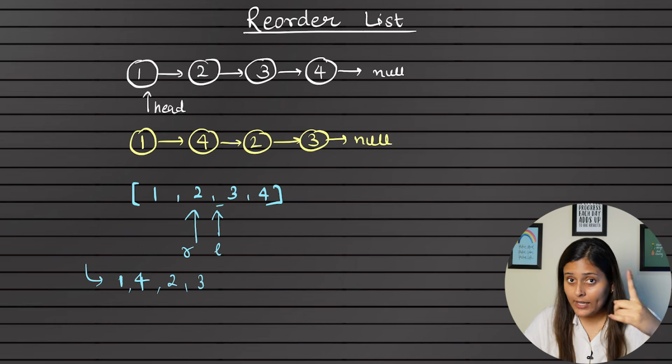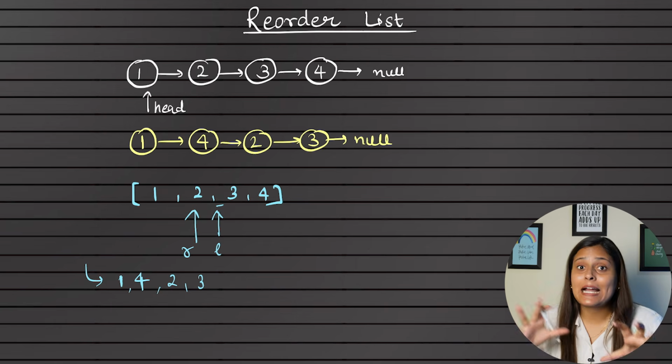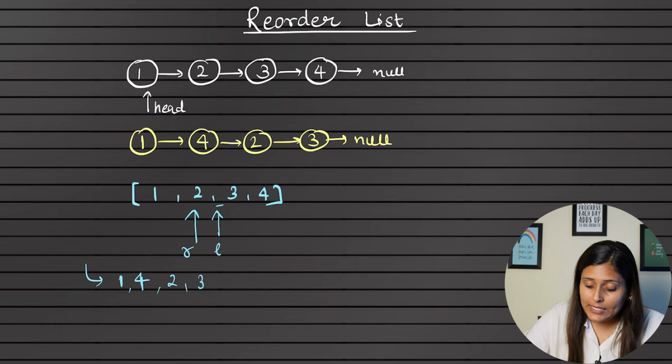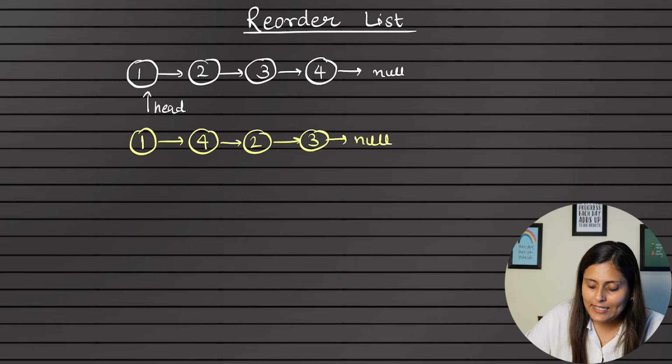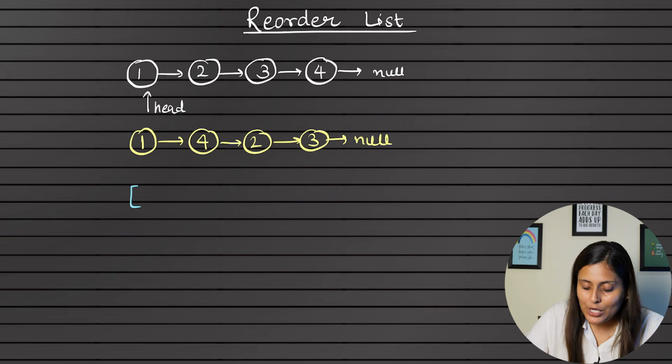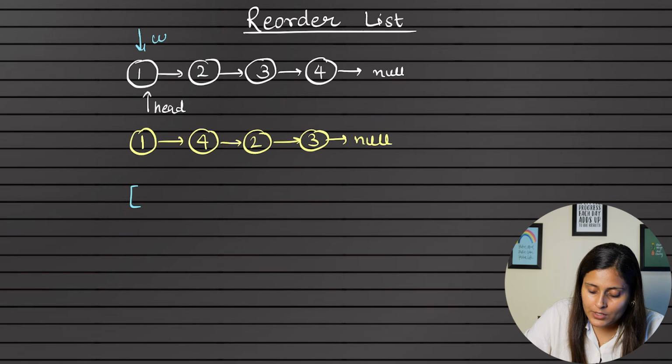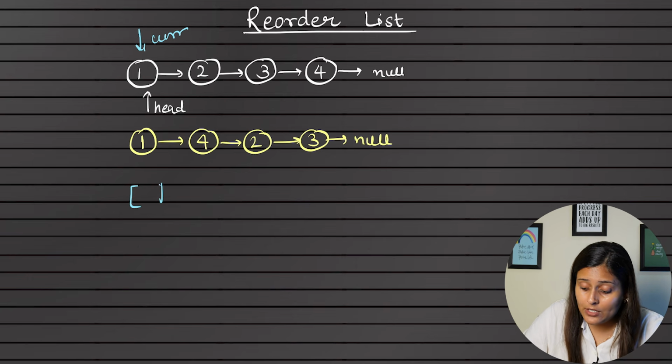So another way is again the brute force, but this will satisfy the condition that instead of saving the node's value, let's save the linked list. First we will iterate from the current and insert the current 1. When we are inserting this 1, remember we have inserted the node.